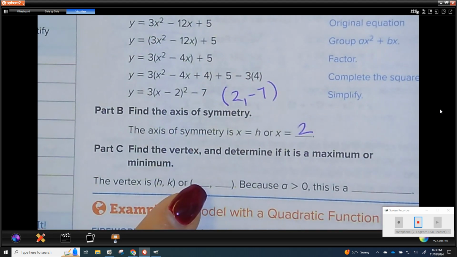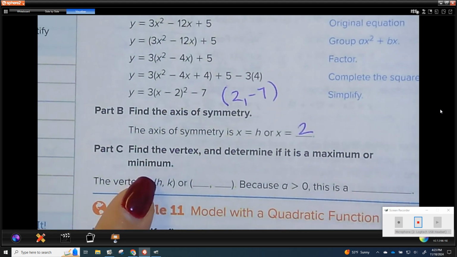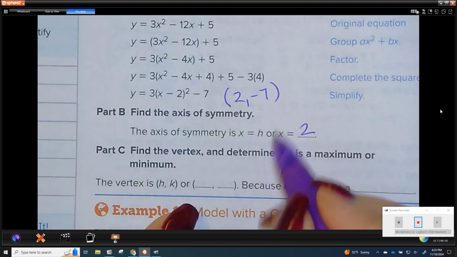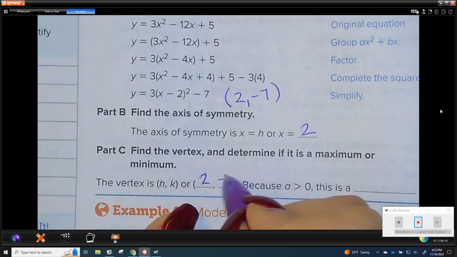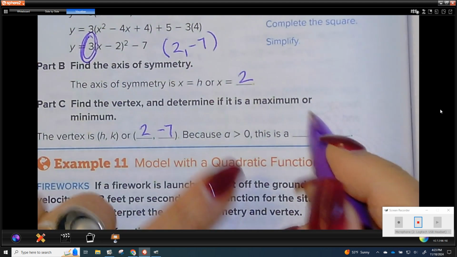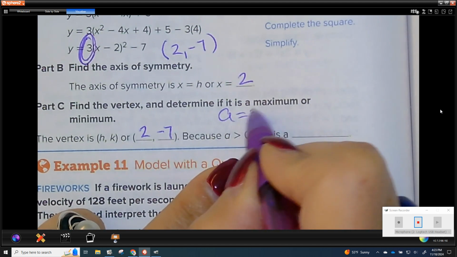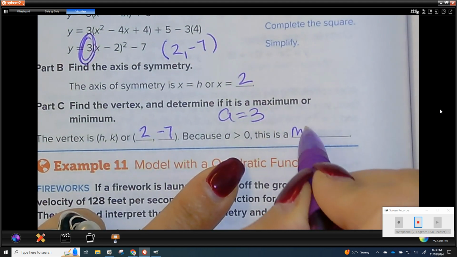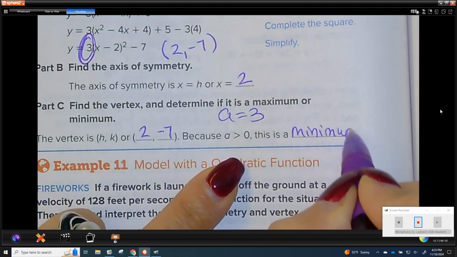Find the vertex if it's a minimum or maximum. Well, the vertex doesn't have to do with minimum or maximum. That's your vertex. What deals with minimum or maximum is your A value, this value right here. So A is positive. A is 3, it's positive, so it's a minimum. Opens up like that.